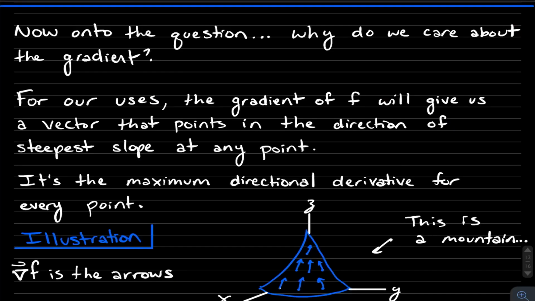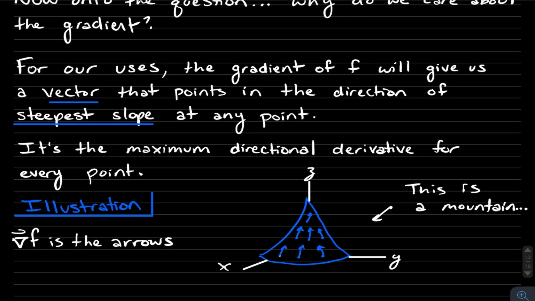I want to make sure that you're not zoned out right now. If you're zoned out, I got you. This is really important, so let me read it again. For our uses, the gradient of f will give us a vector. The gradient gives us a vector that points in the direction of the steepest slope. At any point on this graph, it's going to point in the direction of steepest slope.